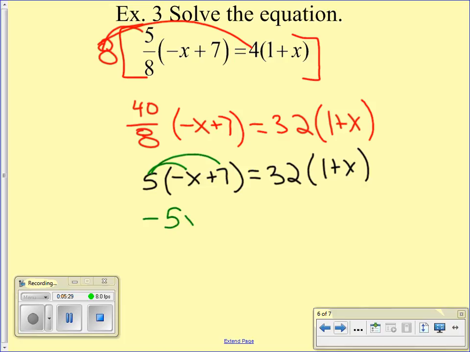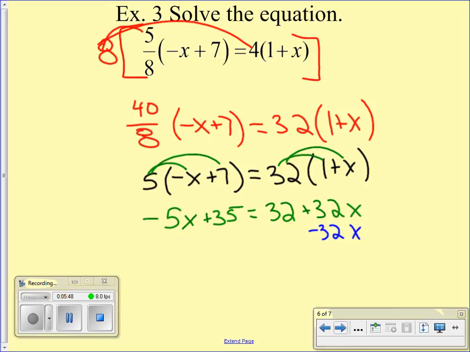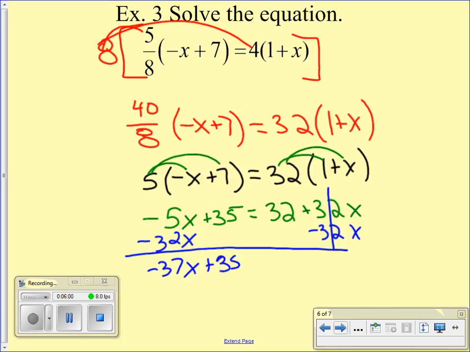So I get a negative 5x plus 35 equals 32 plus 32x. Now I can move the variables to one side, the numbers to the other. Subtract 32x using subtraction property of equality. Negative 5 minus 32 is negative 37x plus 35 equals 32.